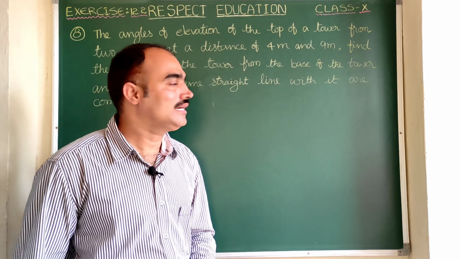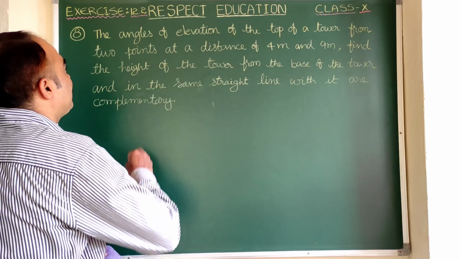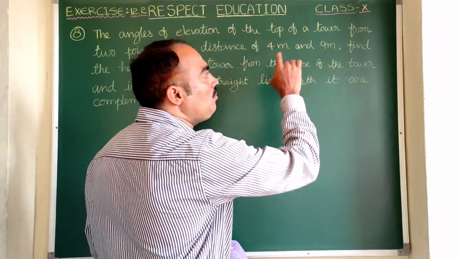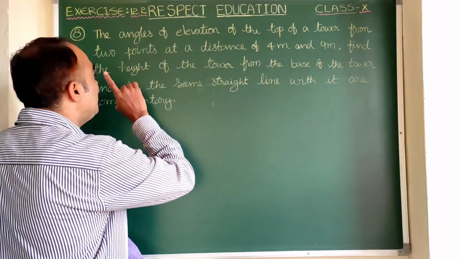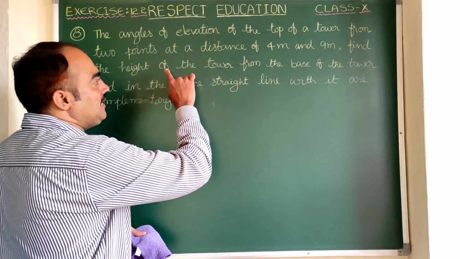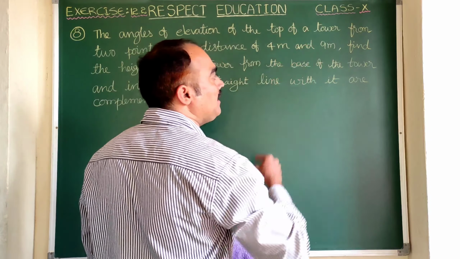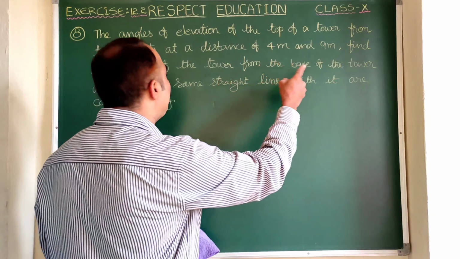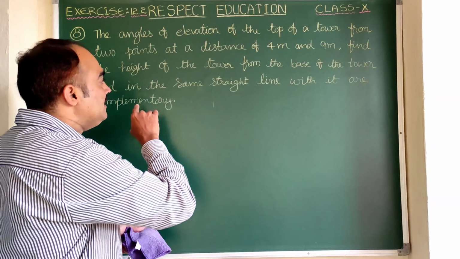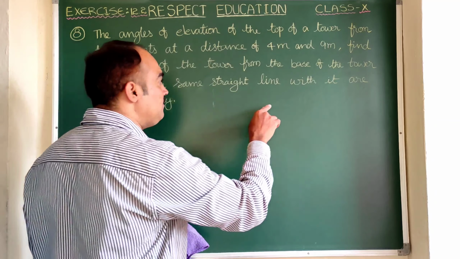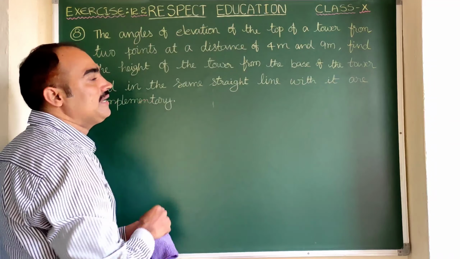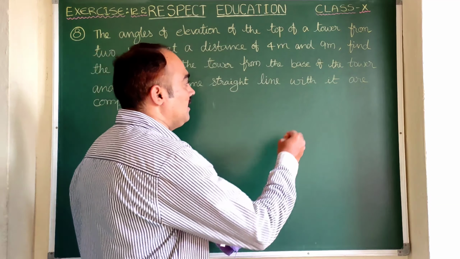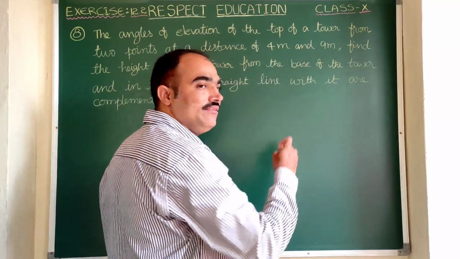Now let us see the next question, that is question number 8. The angles of elevation of the top of a tower from 2 points at a distance of 4 meter and 9 meter from the base of the tower and in the same straight line with it are complementary. Find the height of the tower. Here we need to understand the question very carefully. Let us make it understand by giving a suitable diagram.